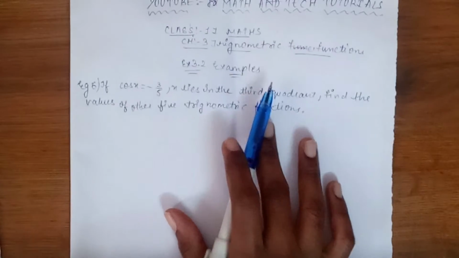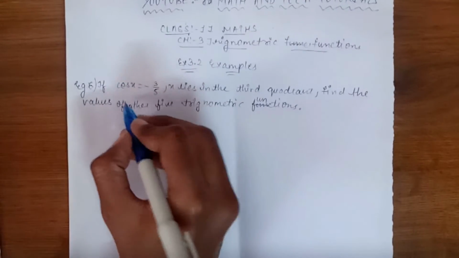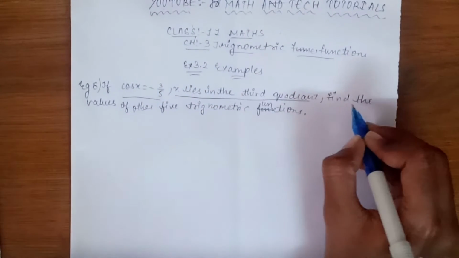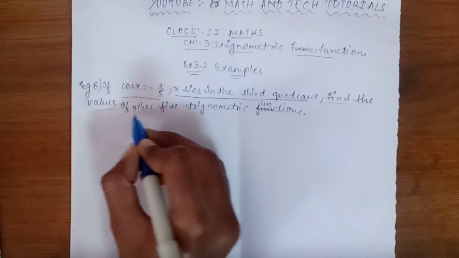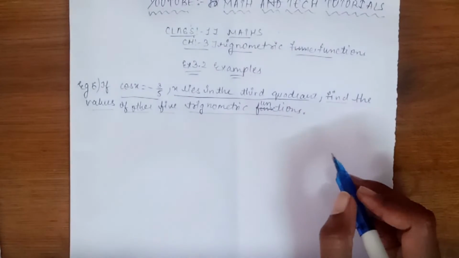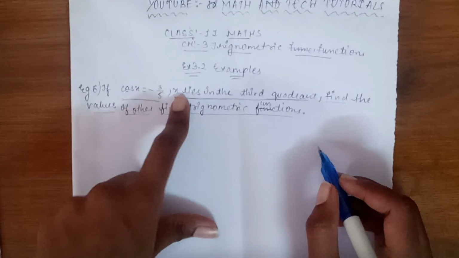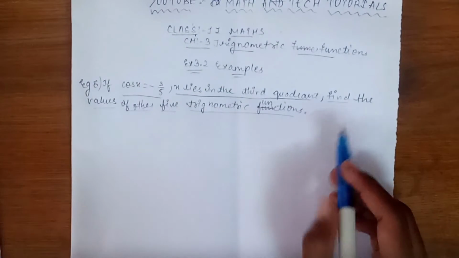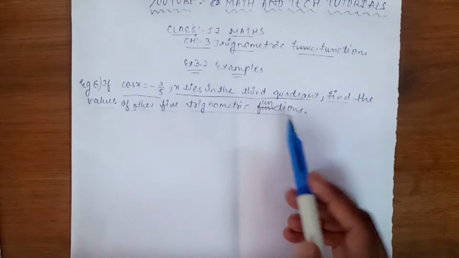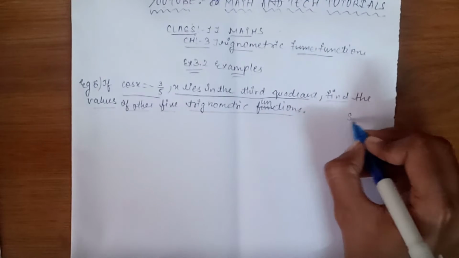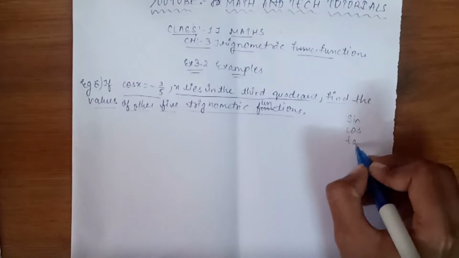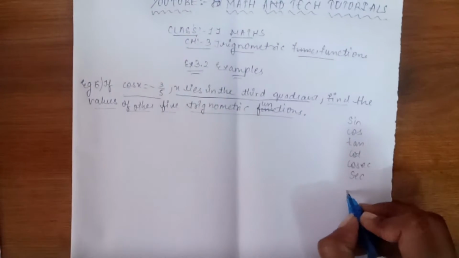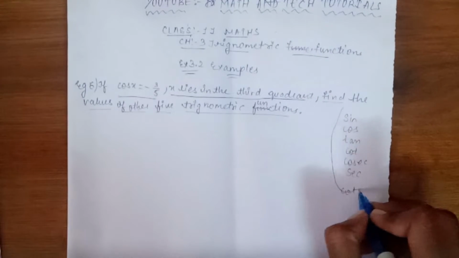So what they have given in the question is, first cos x value, that is minus 3 by 5, and they have said x lies in the third quadrant. And they have said, find the values of other 5 trigonometric functions. The trigonometric functions are sine, cos, tan, cot, cosecant, secant. These are all the values we need to find.